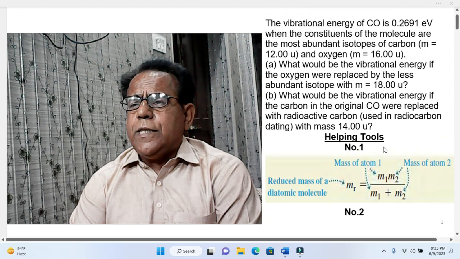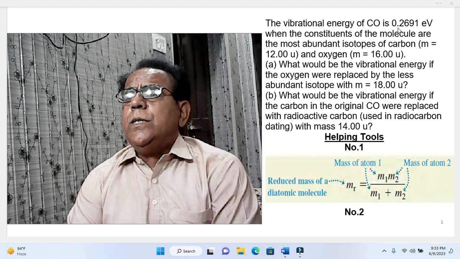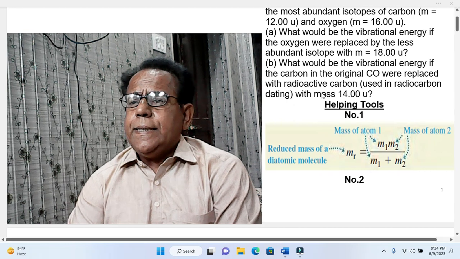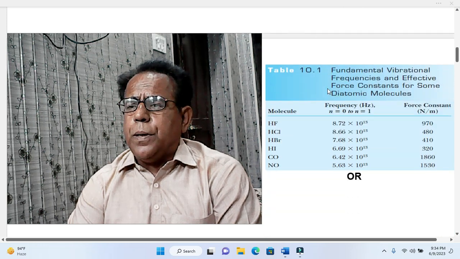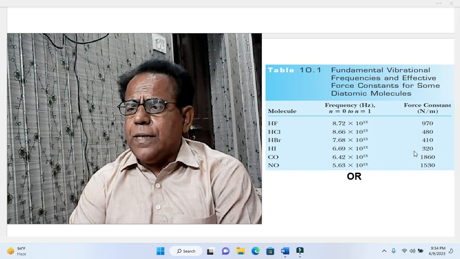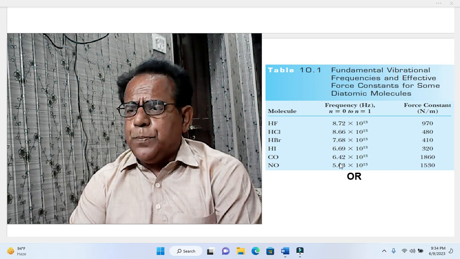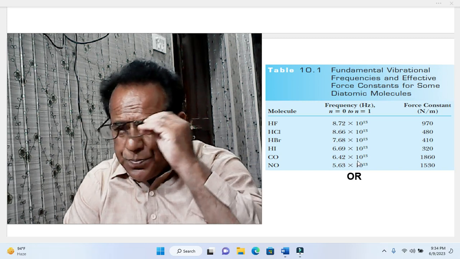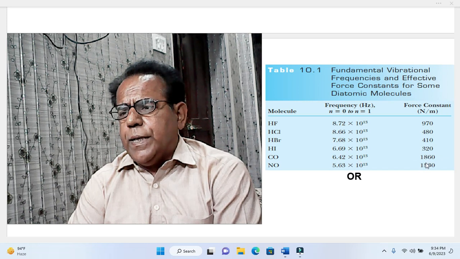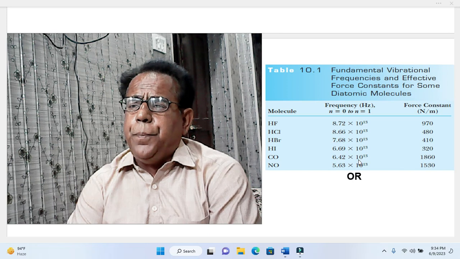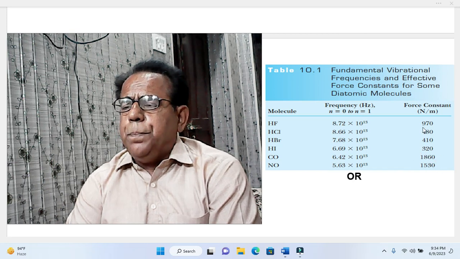So one way of solving this problem is that we utilize the value which is given in this statement: vibrational energy of carbon monoxide is 0.2691 electron volt. The second methodology is that we do not take that value to solve this problem, rather we take this value: 1860, force constant K, carbon monoxide, frequency is 6.42 into 10 raised to the power 15. Force constant, Newton per meter, 1860. So in this problem we have taken this value, force constant 1860 Newton per meter.